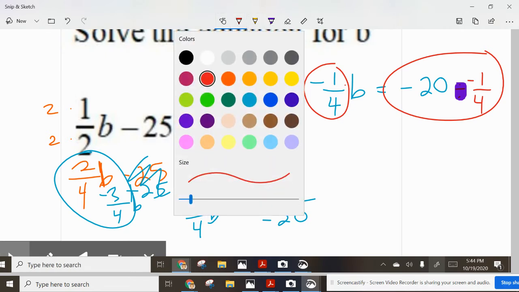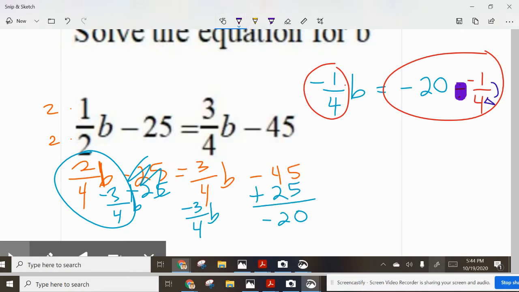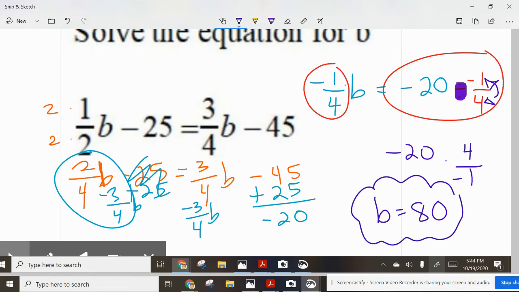And what do we do? We flip, right? We flip this fraction. So that's negative 20 times 4 over negative 1. And it doesn't matter which side the negative is. We obviously see that it's a negative times a negative, so your answer will be a positive. And then that's going to be 80. Final answer is 80.